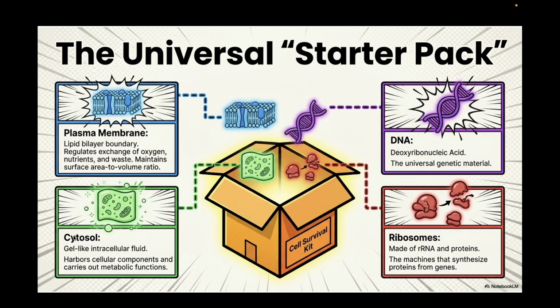The next thing is cytosol, which is the intracellular fluid present in the cell. This harbors cellular components, organelles and carries out metabolic functions. The third thing which is common is DNA, deoxyribonucleic acid, the genetic material of all cells. The last thing is ribosomes, which are made up of rRNA, ribosomal RNA, and proteins. These help in synthesizing proteins from the DNA.